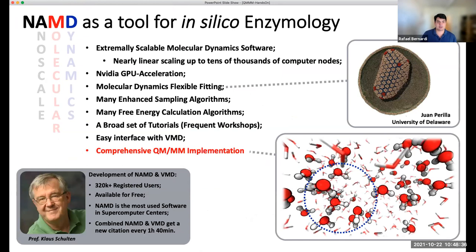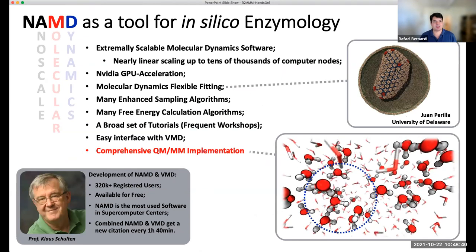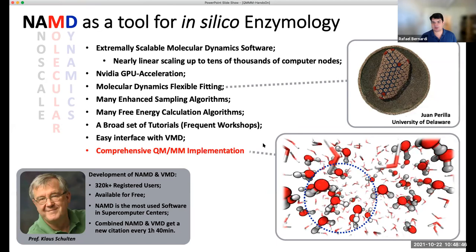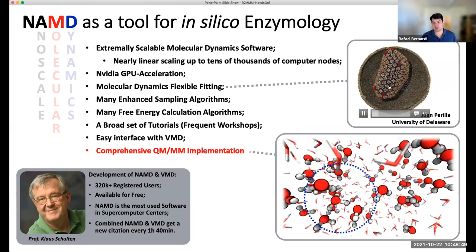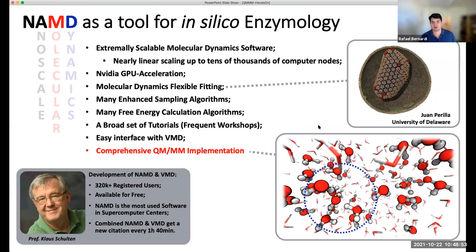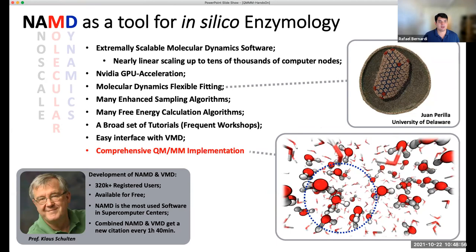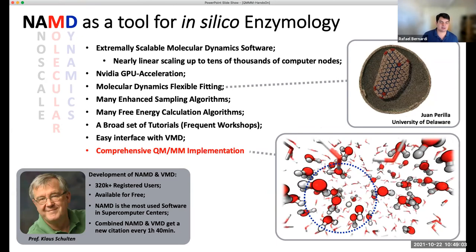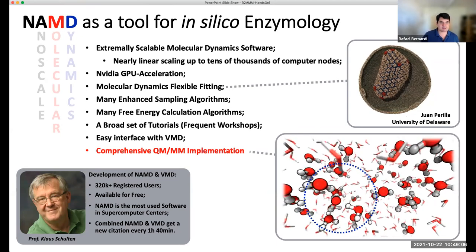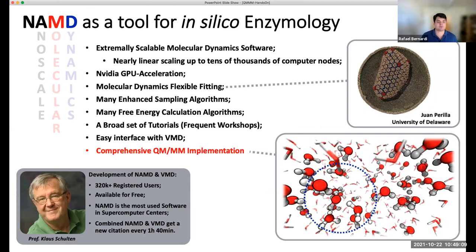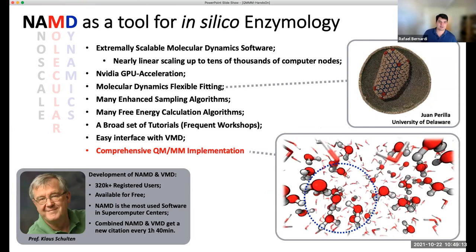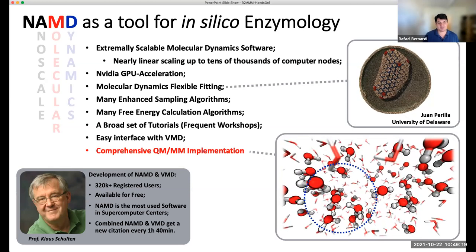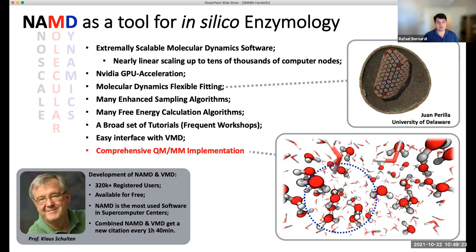Okay, so NAMD was already famous for doing many things. And we tried to make NAMD a good tool for enzymology. That was, in the end, what we were trying. So NAMD was famous for first doing large systems like this system here, which was simulated by my colleague Juan Perilla at Illinois, who's now at the University of Delaware. NAMD was famous for being extremely scalable, basically scaling linearly on thousands of computer nodes. It had a decent level of GPU acceleration, particularly true for the newest version, NAMD 3. Molecular dynamics flexible fitting and enhanced sampling algorithms. You saw all of this this week in the last talk, so you have seen many of these tools during the week, and it also had a very good, easy interface with VMD.